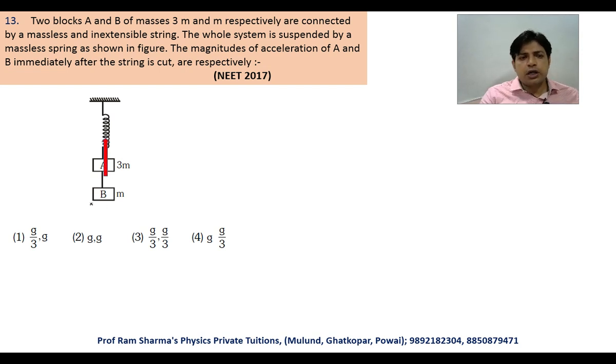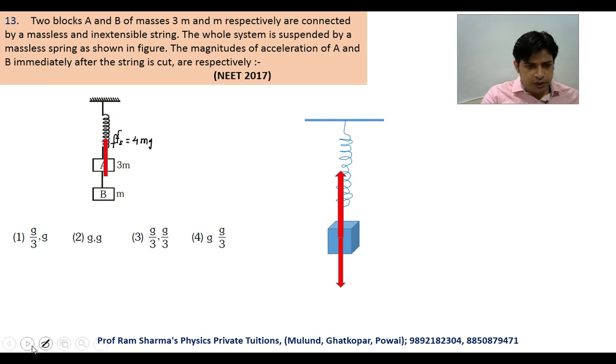When the string is not cut, I hope you can see that I have shown something with a red colored arrow. This is nothing but the spring force, because the spring is being pulled by 3m as well as m. This spring force, let me call it Fs. So this spring force right now, Fs, is equal to 4 mg, correct? 4 mg, because 4m is the mass which is pulling it down. So in equilibrium the spring force is equal to 4 mg.